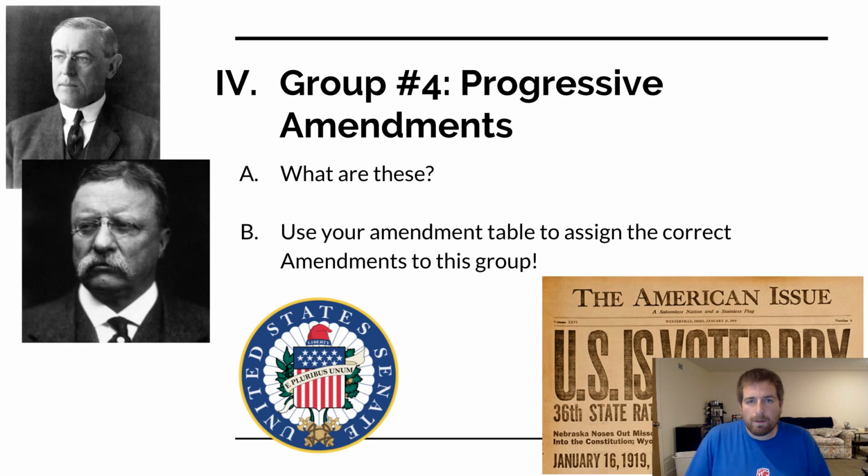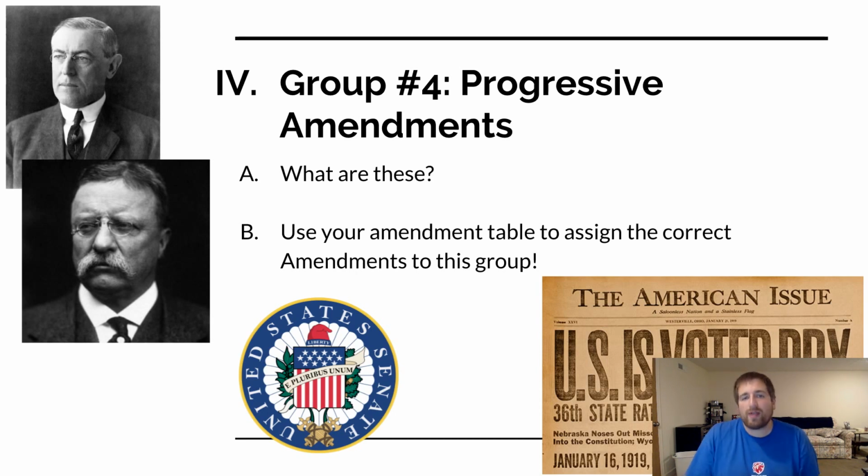Lastly is group 4, and these are progressive amendments. Progressive amendments were amendments passed during the late 1910s and early 1920s, and they were passed with the progressive movement in mind, which largely wanted government reforms so the government worked more in favor of the people. Some of the more famous people involved with the progressive movement were Theodore Roosevelt and Woodrow Wilson.